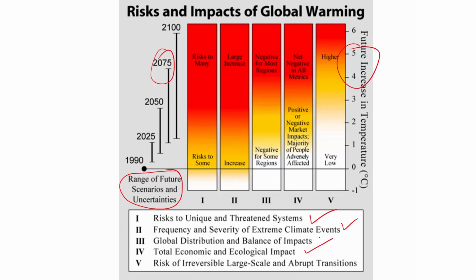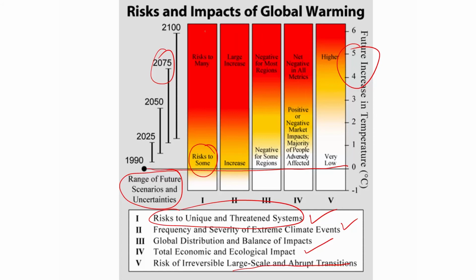This now includes economic, so these are now done by sectors, right? Total economic and ecological impact, risk of irreversible, large scale and abrupt, or what we called singular events. So there is a slight difference in the way it is depicted here compared to the 1990s. The risks are already beginning to show in some, in the first, unique and threatened systems.